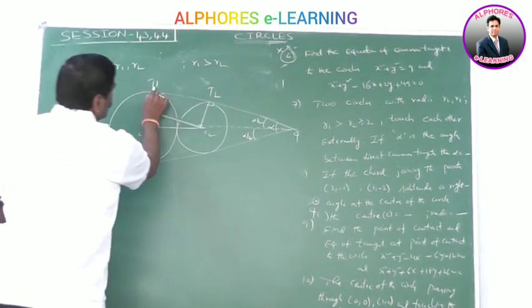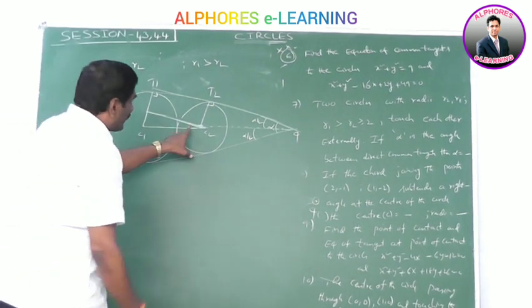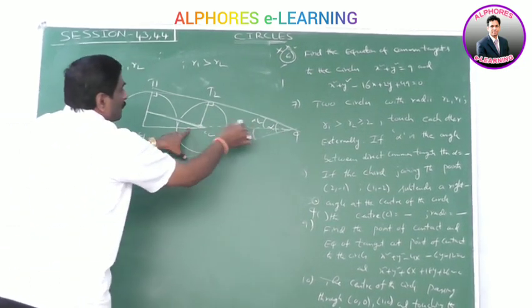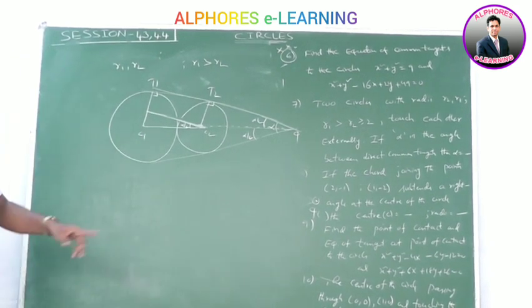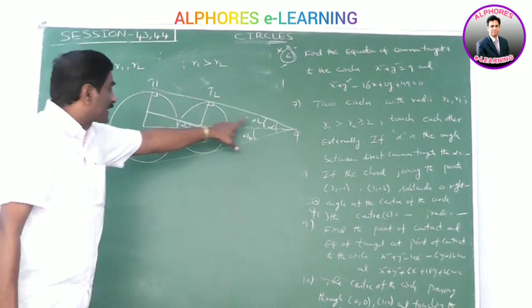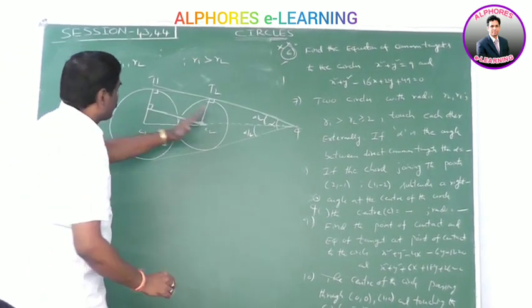Okay, here these two lines are parallel, and this is the transversal. That means these two are corresponding angles. This angle is automatically alpha by 2, and this angle is also equal to alpha by 2. Here, this is the projection.